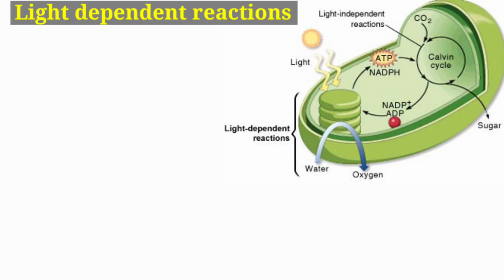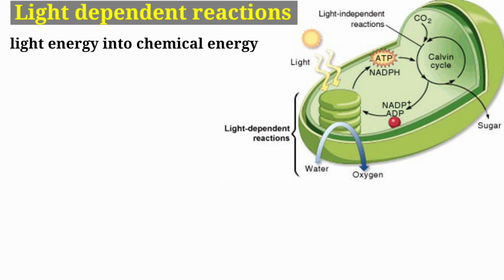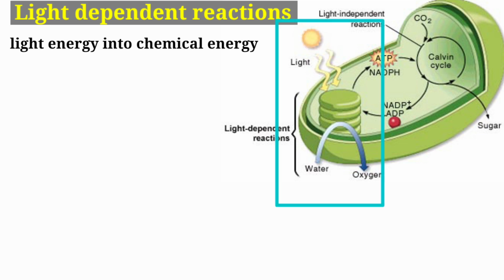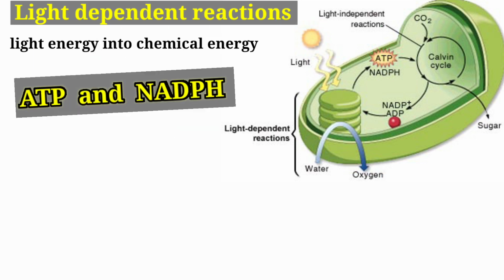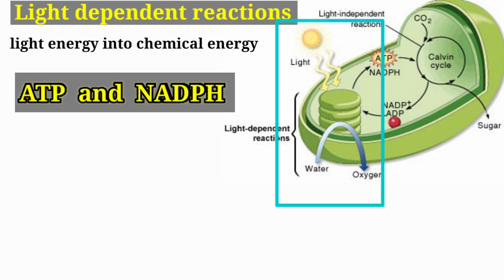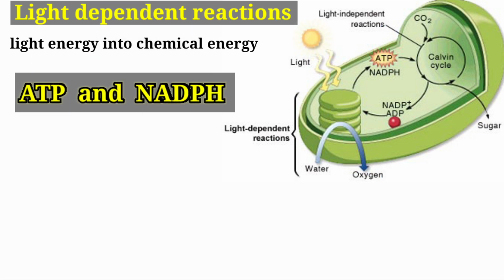Before we proceed, let's have a quick look at the light-dependent reactions of photosynthesis. The light-dependent reactions convert light energy into chemical energy. The goal of the light-dependent reactions is to collect energy from the sun and break down water molecules to produce ATP and NADPH. These two energy-storing molecules are then used in the light-independent reactions.